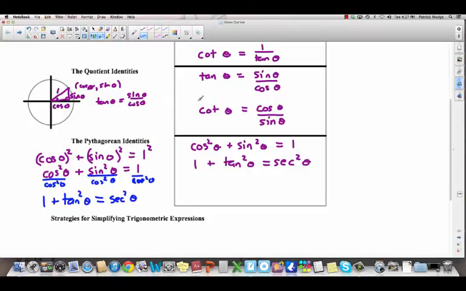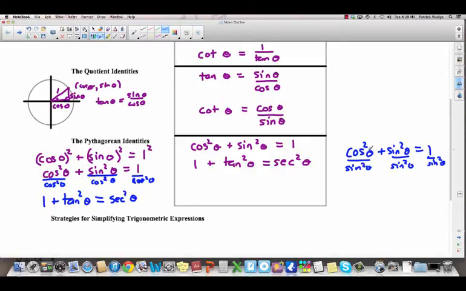To get the last one of these, I was going to try to squish it in here, but I've run out of room, so I'll do it over here. I'm going to write this first one again: cosine squared theta plus sine squared theta equals 1. This time I'm going to divide both sides, everything, by sine squared theta.